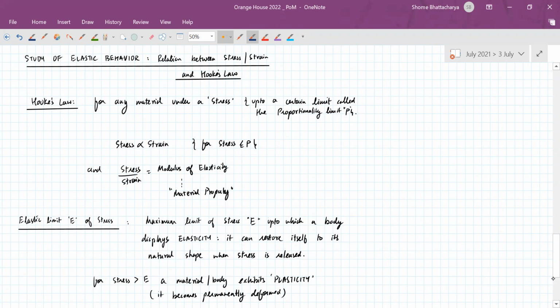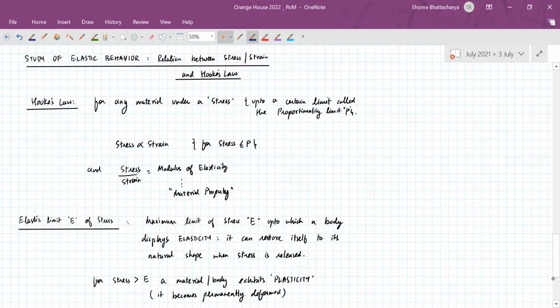So what happens is, let's say we have a material or a body at a natural shape to begin with, and we start applying stress which we are gradually increasing. So as we are increasing the stress, the amount of deformity or strain also increases. So initially, stress and strain behave in such a way that they are proportionate. So the amount of strain is proportionate to the amount of stress. But beyond a certain limit, that proportionality goes away. It becomes a non-linear behavior. So that limit is called the proportionality limit.